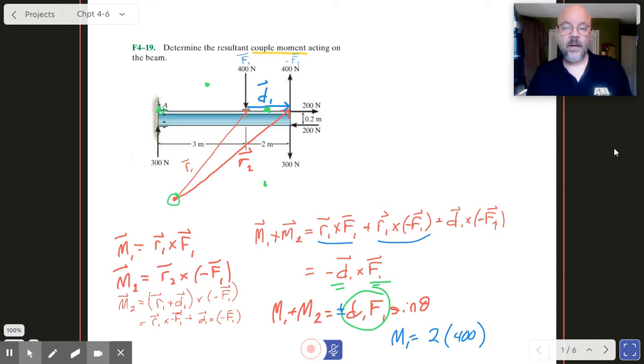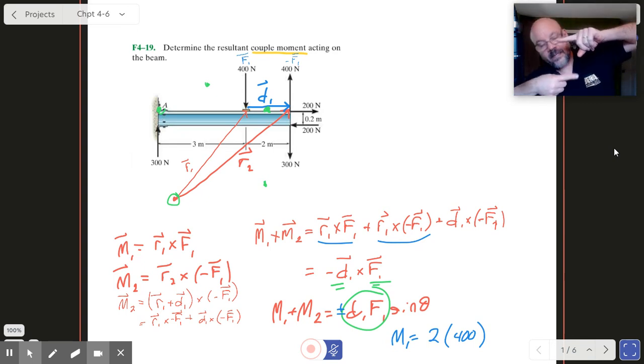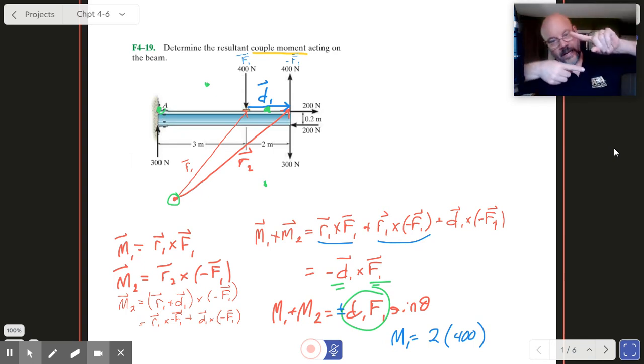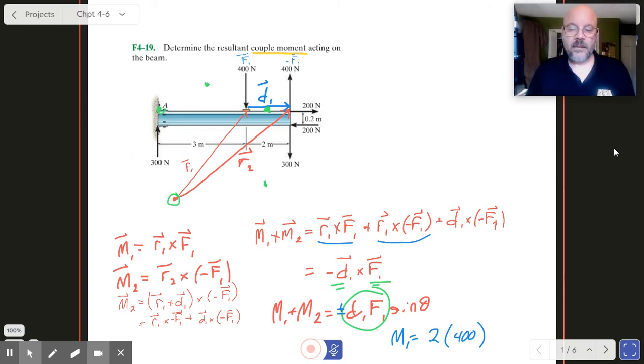So if we look at our 400s, one's up, one is down. And so you can see that's going to try and go around this way. It's like going to crank around. And so that's a positive moment. So that's positive 800 Newton meters right there.